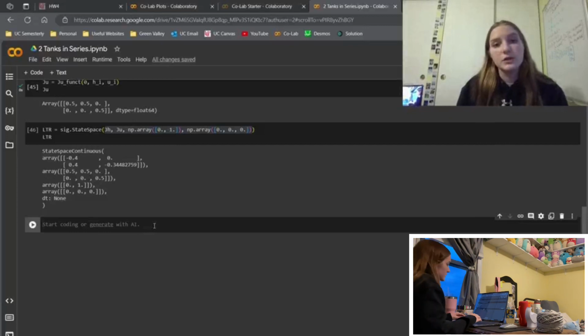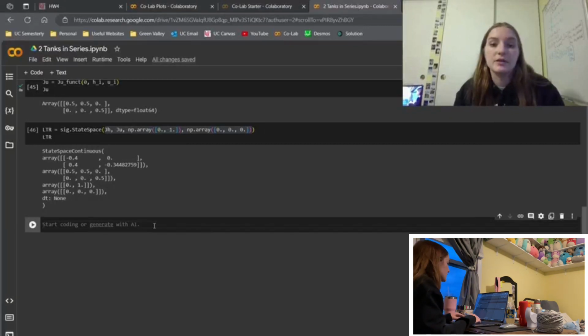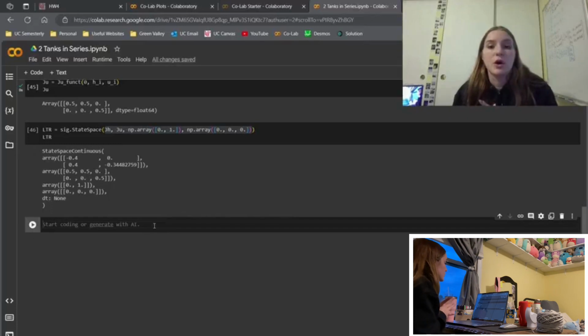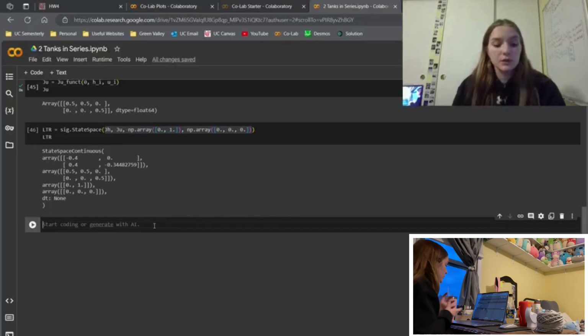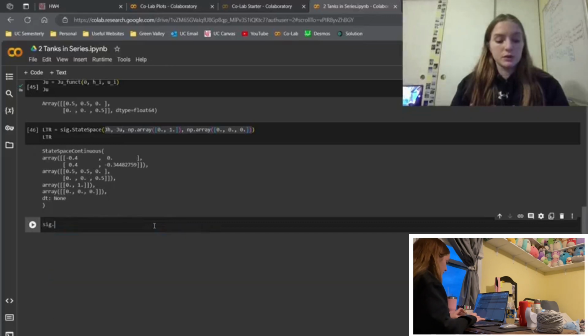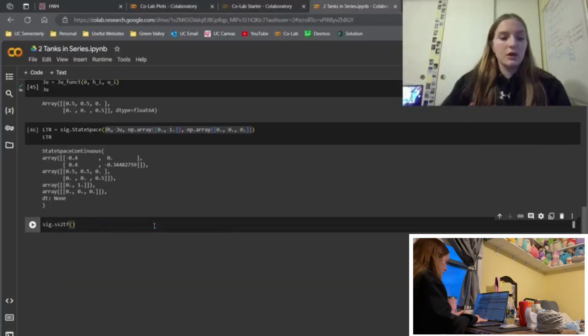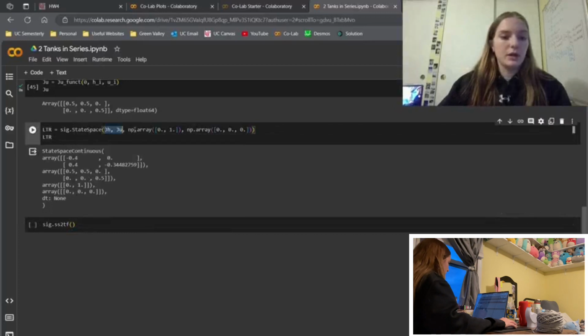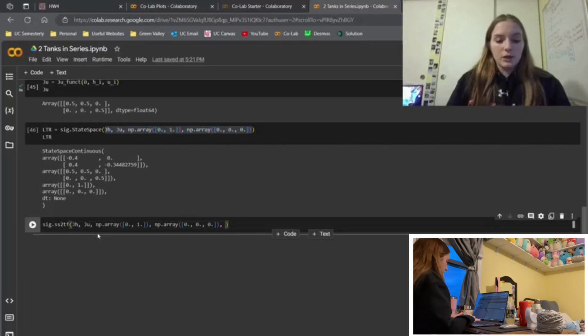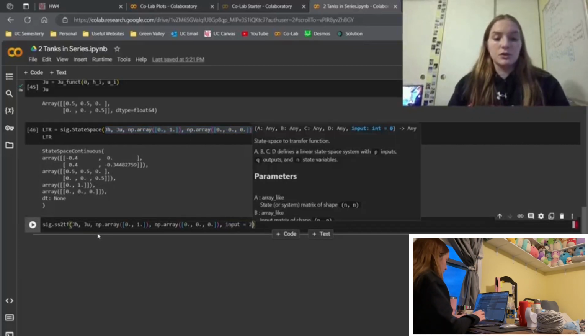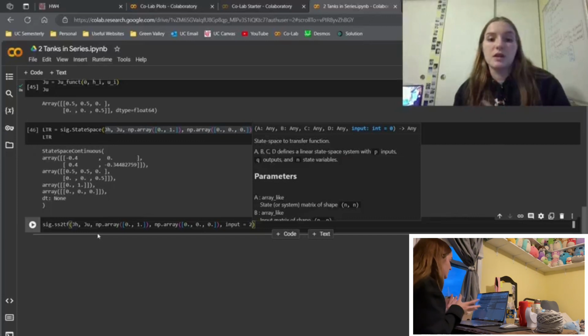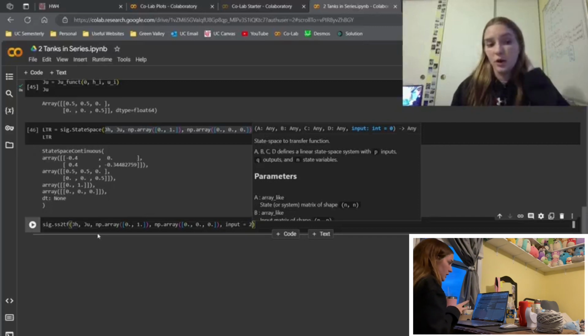Okay, so now we are going to use scipy.signal.ss2tf to turn our state space model into a transfer function. And we are going to do this in respect to our h2 and u3 variables. So we are going to use signal.ss2tf, and we are going to copy and paste our matrices into our function. And then we are going to say that our input is equal to 2, since we are doing this in respect to u3, and our u values are in our second position in our right hand side of our equation.